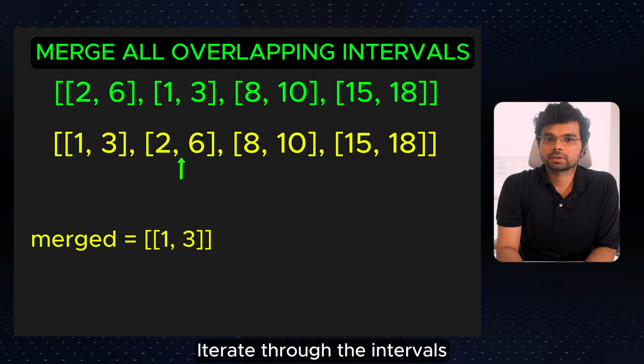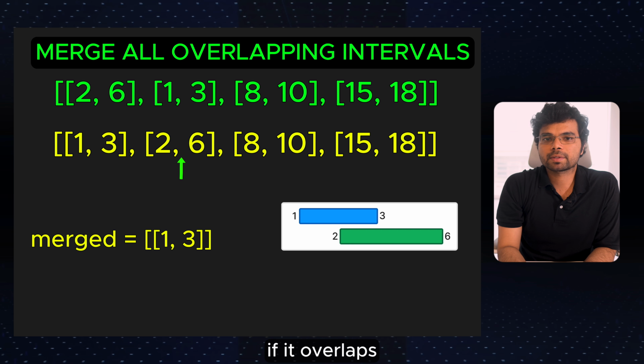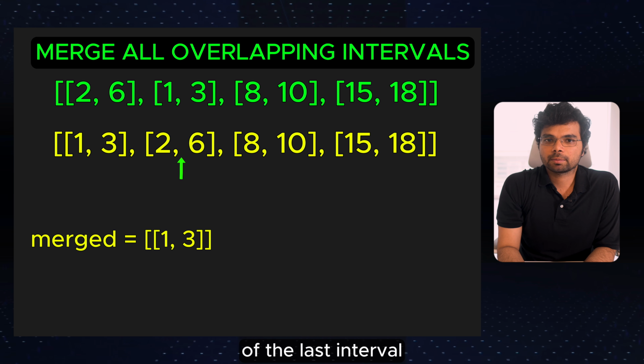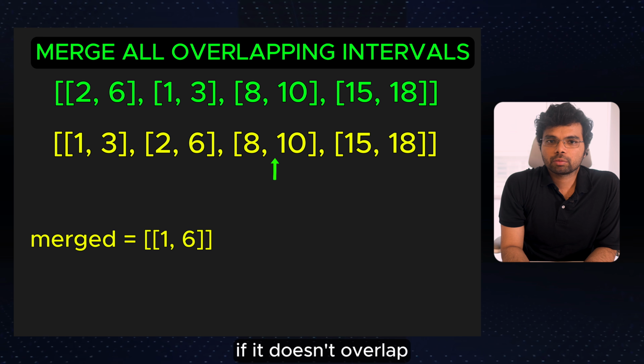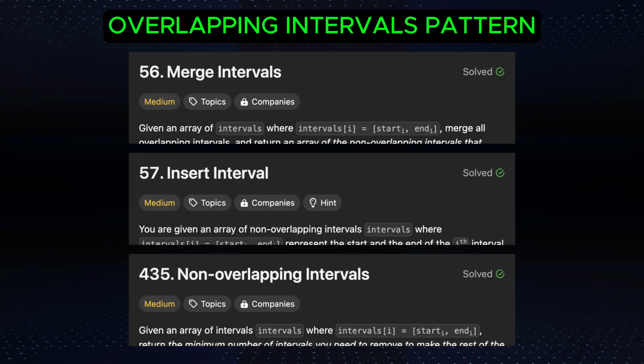Iterate through the intervals and check if each one overlaps with the last interval in the merged list. If it overlaps, merge the intervals by updating the end time of the last interval in merged. If it doesn't overlap, add the current interval to the merged list. To get better at this pattern, try solving these LeetCode problems.